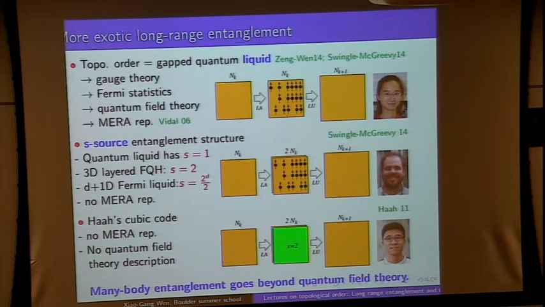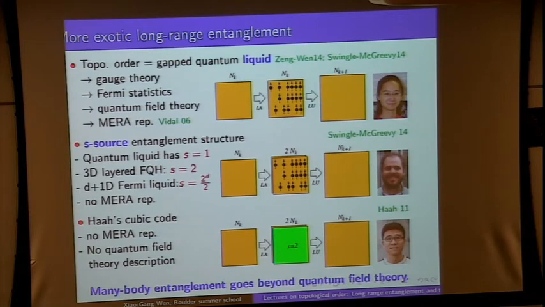I didn't have a reference for this. Haah has studied the entanglement structure of his cubic code, some kind of bifurcation of entanglement structure. So this is just another way to say how they are entangled. Basically, I'm trying to say that this S source is very simple, but the cubic code is even more complicated. So the entanglement in higher dimension can be quite non-trivial. It's very interesting.